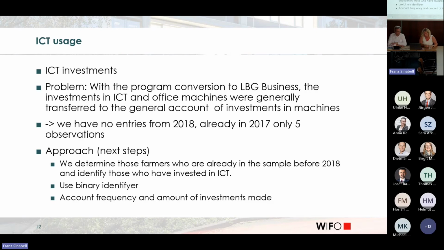In the first step, we want to identify a binary identifier, just whether a farm has invested in ICT or not. In the second step, we want to account for the frequency of investments and also for the level of investment, so whether it's a highly frequent investor, at least before 2018, or has invested just once upon a time. So with frequency, you mean on an annual basis, right? Yes, it's annual data.